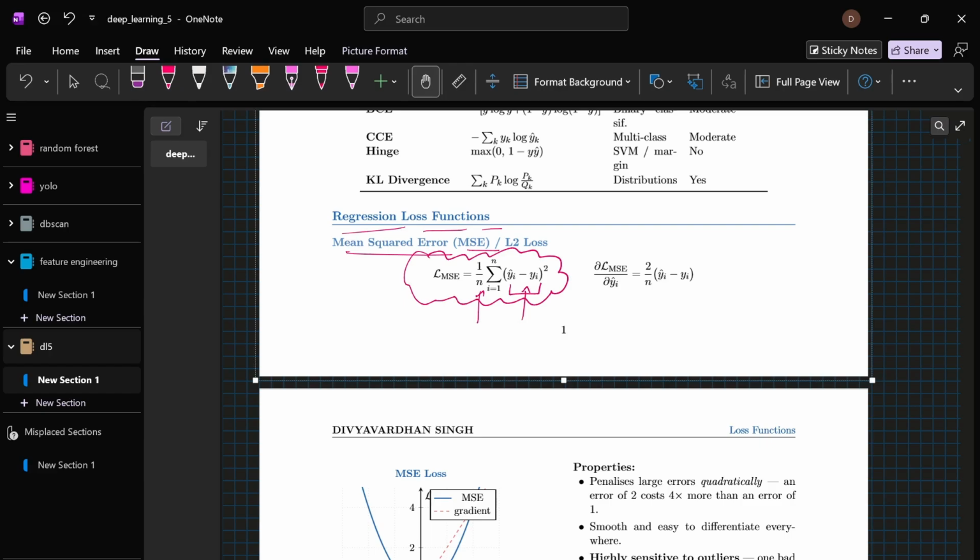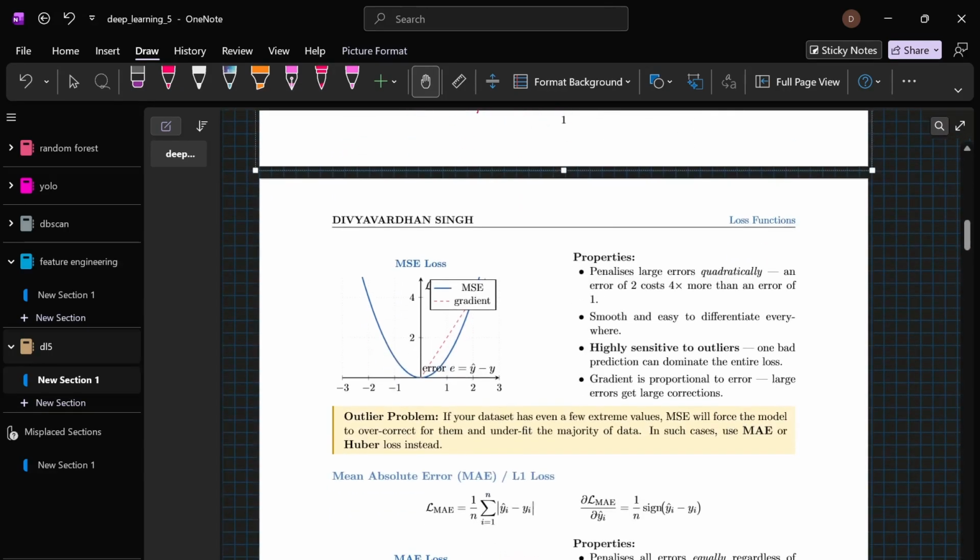Now, why squaring? Because squaring does two things. It makes all the errors positive. It punishes a large error much more heavily. An error of 2 costs 4 times more than an error of 1. This means that the model gets a very strong signal when it makes a big mistake. MSE is smooth, easy to differentiate everywhere, and the gradient is proportional to the error. So a large error gets a larger correction automatically.